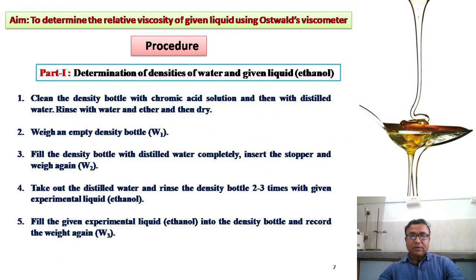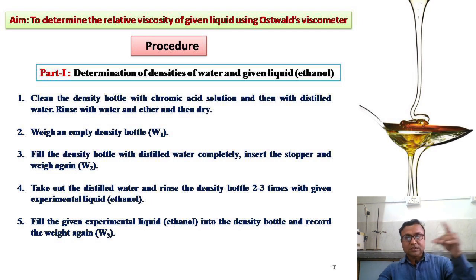Then we discuss the procedure, that is, how to perform the experiment in order to determine the viscosity of any unknown liquid. We are going to perform this experiment in two parts. Part 1 is the determination of the density of water and the given liquid, that is ethanol, and the second part is the determination of the viscosity. The first important step is to clean the density bottle with chromic acid solution, then with distilled water, then rinse with water and ether, and then dry it.